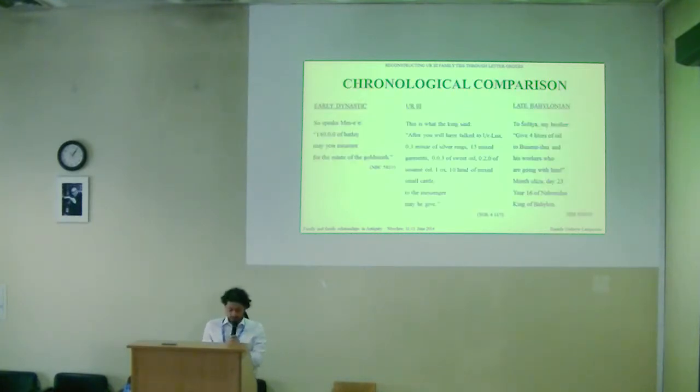Here you can see a quick comparison between examples from early dynastic, Euclidean, and late Babylonian orders. In all of them, it is really clear that the writer had the intention to make the receiver do something for him, be it measuring barley, I hope you can read, yes, or give mixed products, or give also oil.